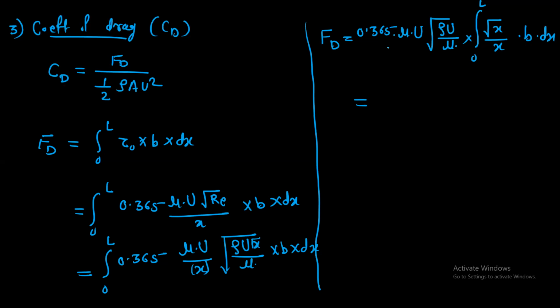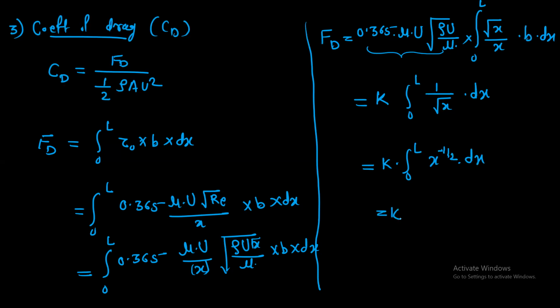So I will take this, including the B, as a constant. I will write it here as K. So integration 0 to L 1 upon root x into dx. 1 upon root x is x raised to 1 by 2 in the denominator. Take it in the numerator, so x raised to minus 1 by 2. So K into 0 to L x raised to minus 1 by 2 dx. Now integrate this term: x raised to minus 1 by 2 plus 1, so it is x raised to 1 by 2 divided by 1 by 2.